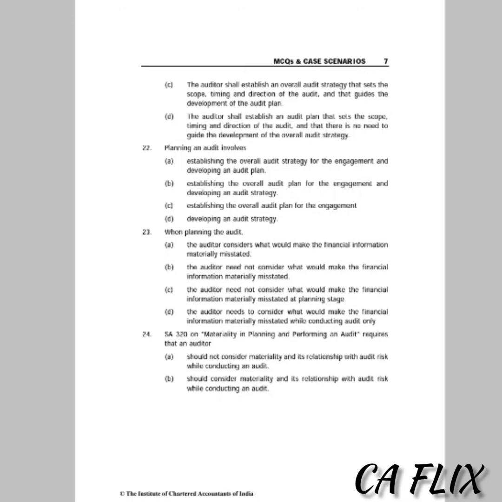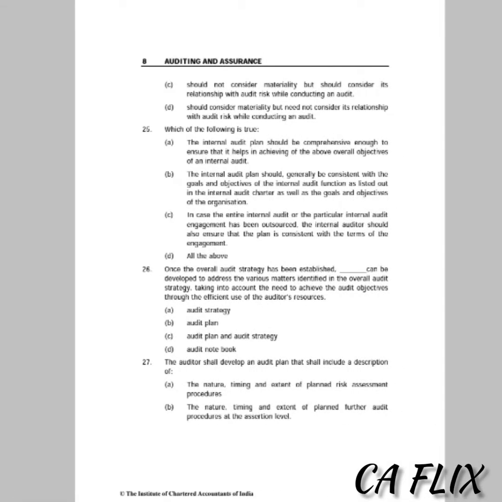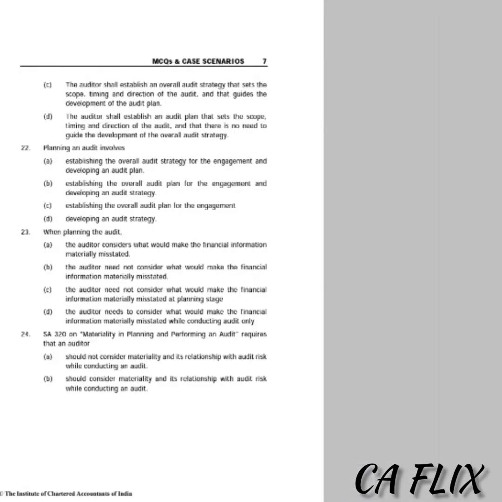Question 24. SA 320 on materiality in planning and performing an audit requires that an auditor, option A, should not consider materiality and its relationship with audit risk while conducting an audit. Option B, should consider materiality and its relationship with audit risk while conducting an audit. Option C, should not consider materiality but should consider its relationship with audit risk while conducting an audit. Option D, should consider materiality but need not consider its relationship with audit risk while conducting an audit.